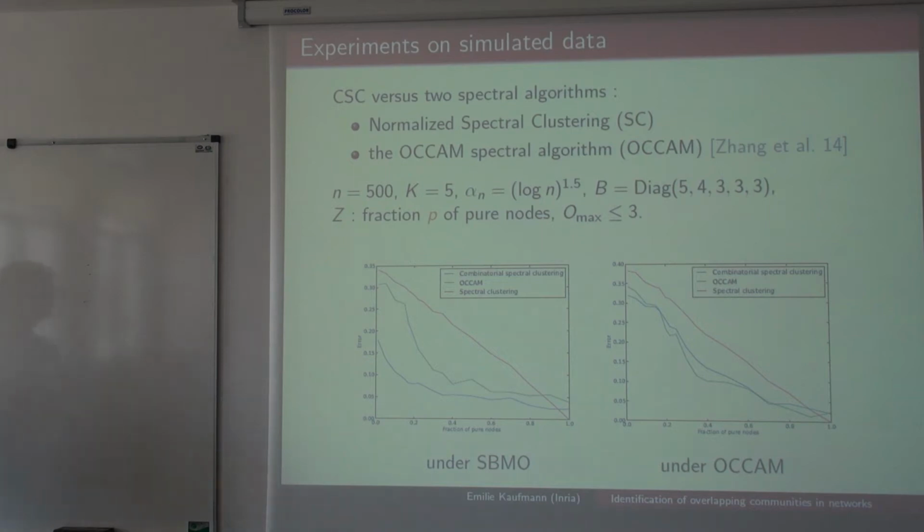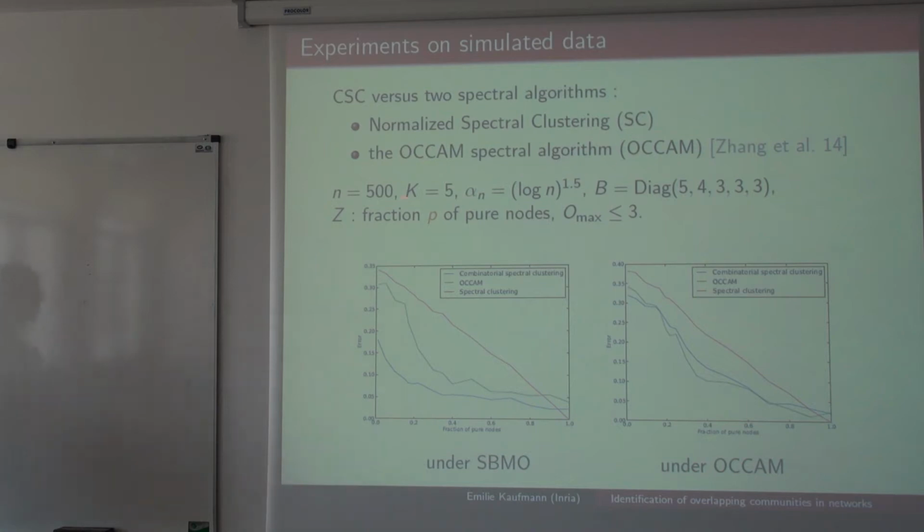So the first is the usual spectral clustering I told you about, except that we normalize the rows, because in practice it does not work well if there is heterogeneous degree. But anyway, the first algorithm, CS, is an algorithm designed to identify non-overlapping communities. So it is expected to perform quite badly.